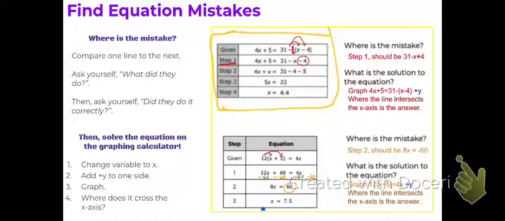For the second one, again, look at the given line and compare it to the first step. I see the parentheses are gone. Did they distribute correctly? Yes. Now compare the first step to the second step. Well, they moved that 4x over. Did they do that correctly? They moved that +60 over to the right. Did they do it correctly? No. If they subtracted 60 from both sides, then this should have been -60. So the mistake is in step 2.